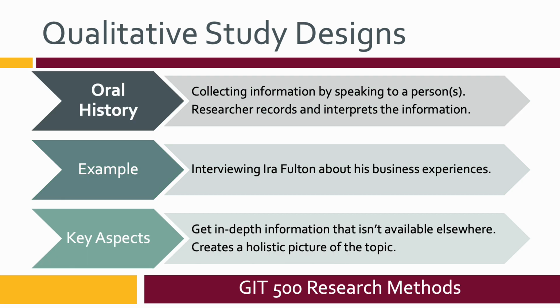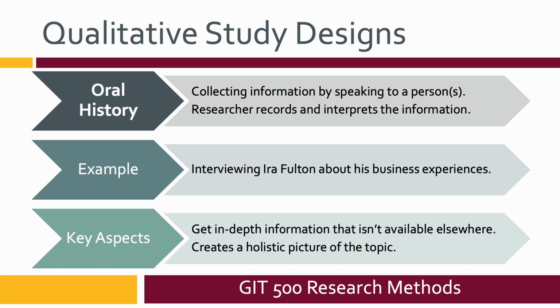Oral histories are much like case studies, and this is where the researcher collects information about a person or a situation by speaking to people. The researcher records either with an audio recorder or a video recorder or even just by taking notes. And then the researcher interprets the information. They might loop in data from other research to tell a story about that person or those people. An example would be interviewing Ira Fulton about his business experiences, because he has a lot of them.